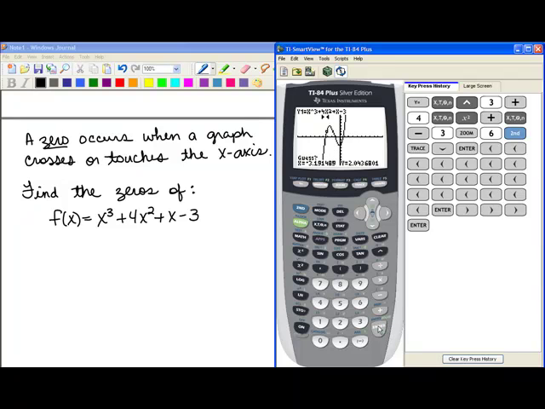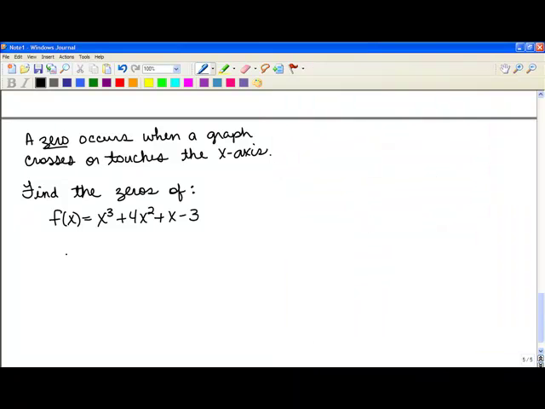Alright, now press enter and then guess. I'll move the cursor back down by the zero. Should be right about there. Press enter one more time and the calculator finds a zero for us. It's negative 3.46.